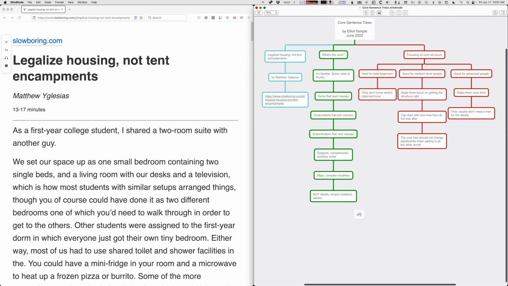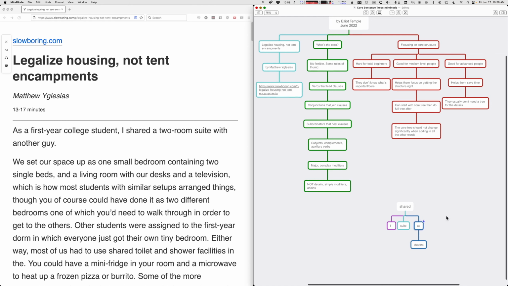So we make a tree, and verb is the leader of the clause. So it's I shared suite. This is the core of the sentence. And I'm going to add a modifier, the as student thing. What does it modify? What is it telling us about? Telling us about the circumstances in which the sharing happened. As student. Student is the prepositional object here.